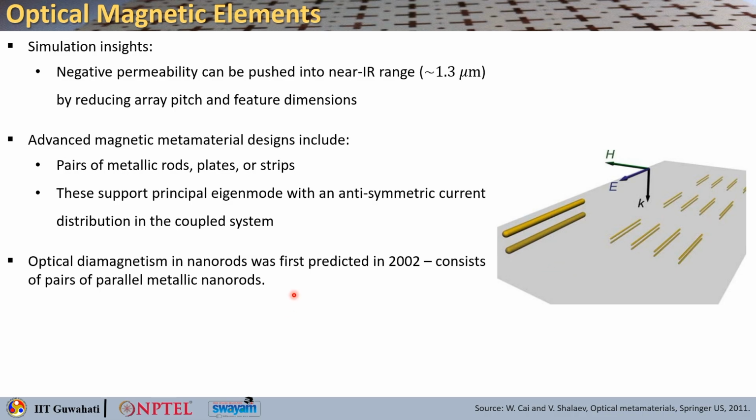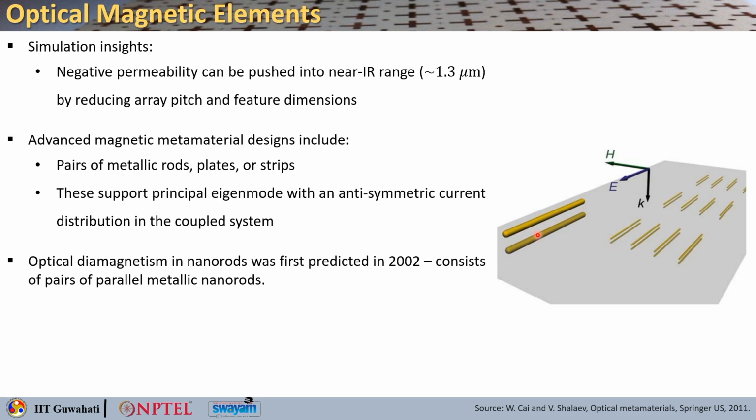This kind of optical diamagnetic response was first predicted in pairs of metallic rods in 2002. So, a composite comprising pairs of parallel nanorods, as you can see here, along with, in this case, this is the direction of the electric field, this is the direction of the magnetic field, that is basically normal to this pair, and this is where the field is incident, the k vector. What is important is that this kind of orientation is required.